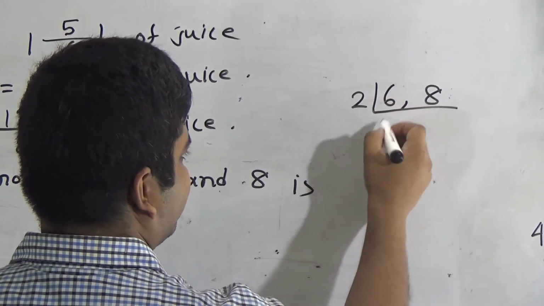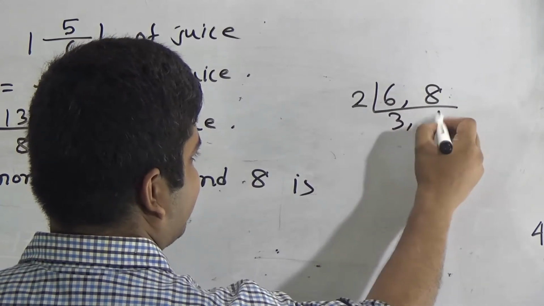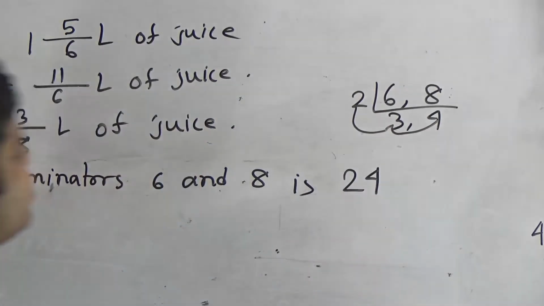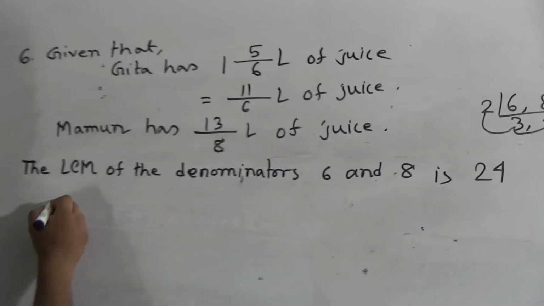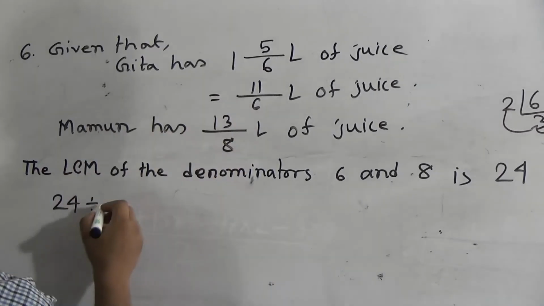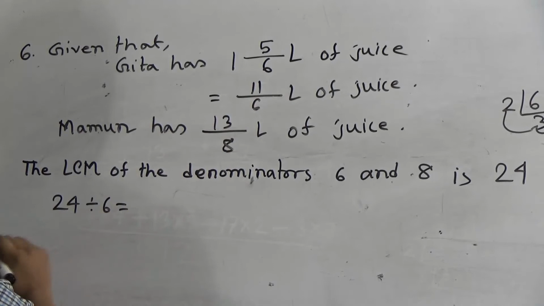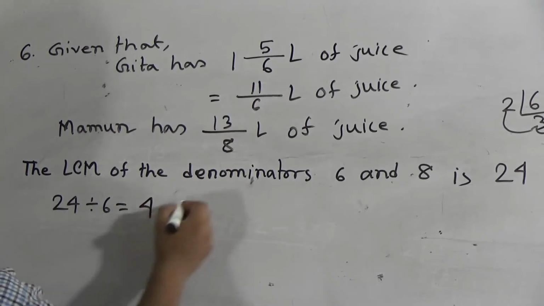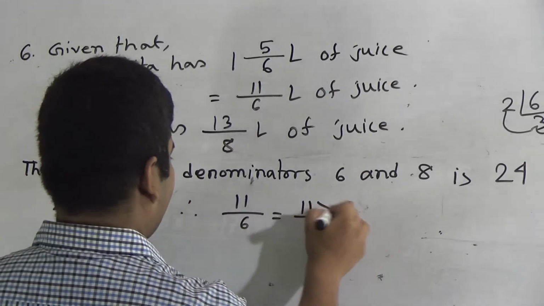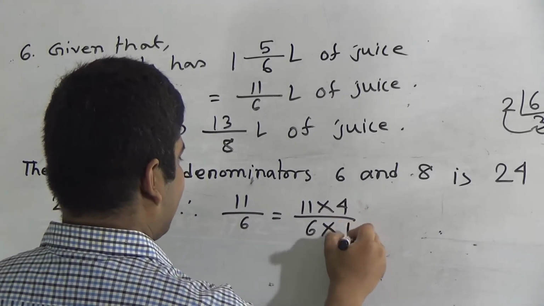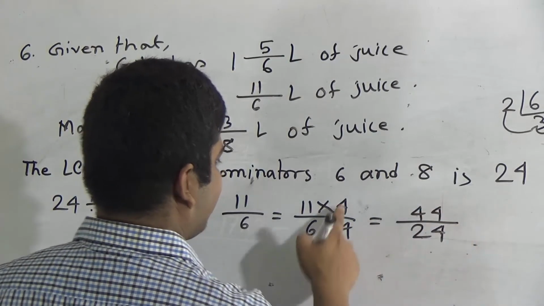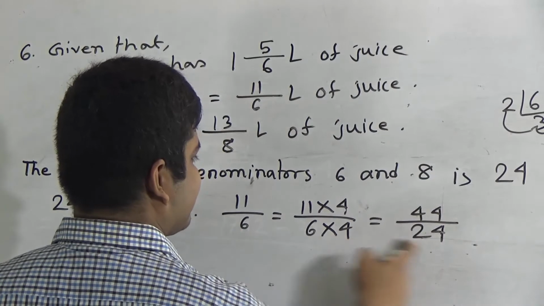We divide, 2 threes are 6, 6 fours are 24. So 24. Now we divide this 24 by the denominator of the first fraction, here 6. If we divide 24 by 6, then we get 4. Now therefore we write 11/6, and 11 multiplied by 4, 6 multiplied by 4. That means 44/24. Okay, 4 elevens are 44, 4 sixes are 24.